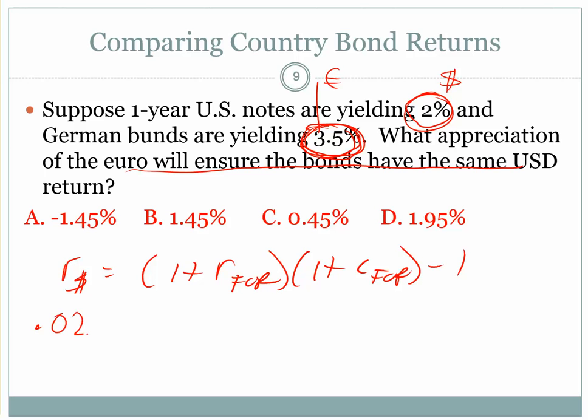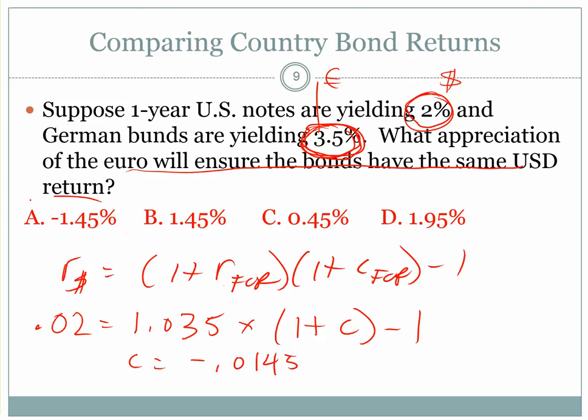My US dollar return is 2%. My return in euros from the Bund is 3.5. And then I can solve for C in this equation. And C turns out to be equal to negative 0.0145. So that's how we're going to calculate the holding period return of a foreign investment. Holding period return depends on both the local return and the return of the currency, or the appreciation of the currency. And that's the way to think about a foreign investment.